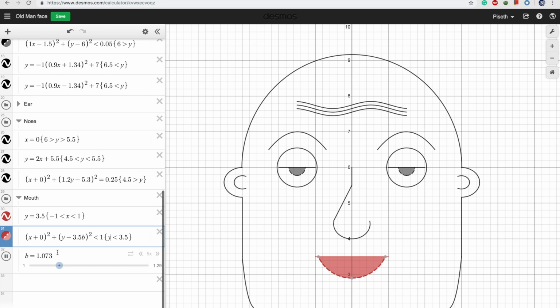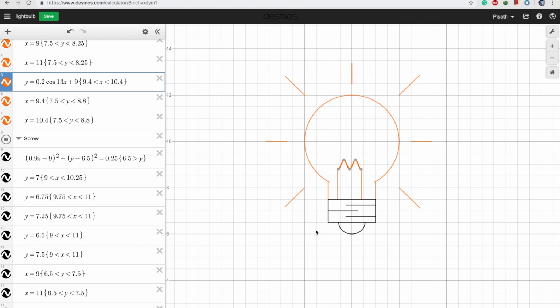I meant I put b here, so it moves the circle up and down like that. And I also set the limit to 3.5, which means that the circle limit is here. So as the circle moves up, you see the circle closing, which creates the mouth closing effect.